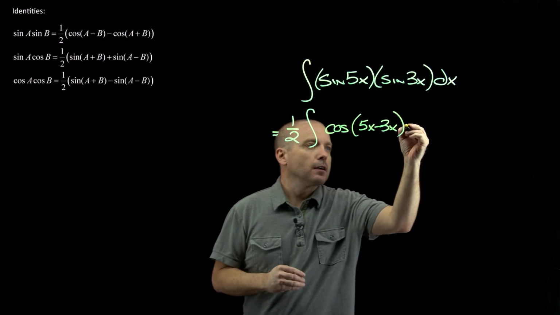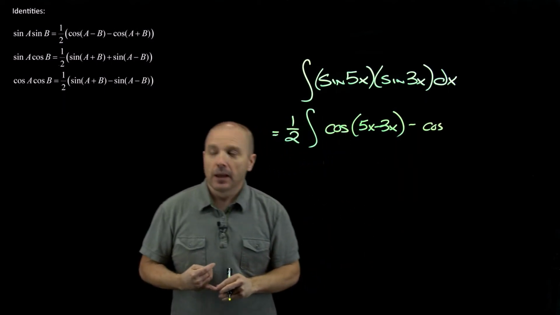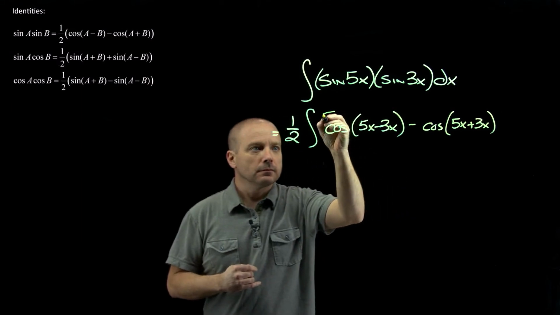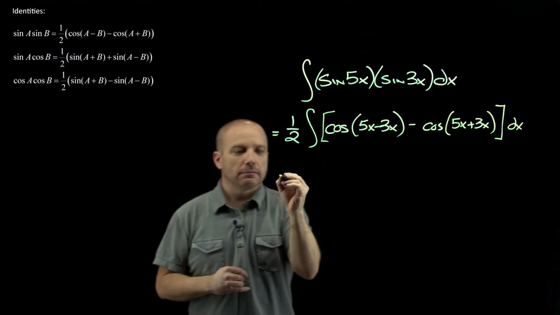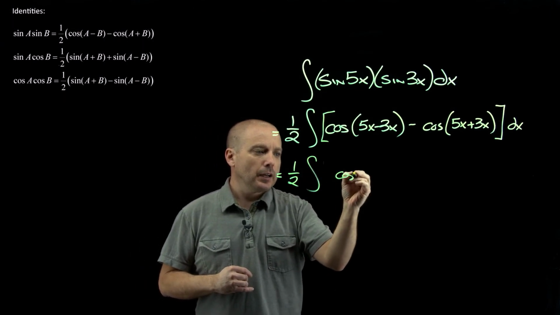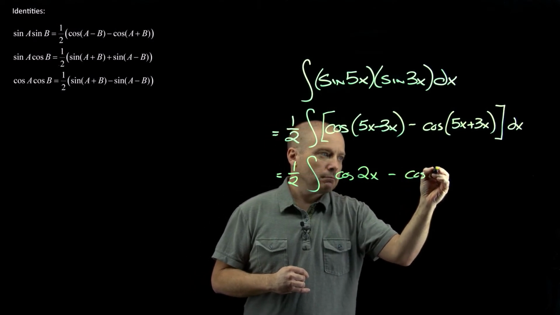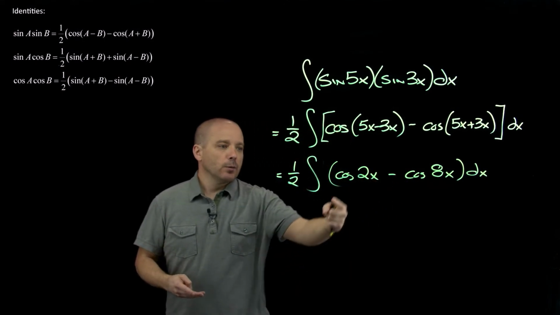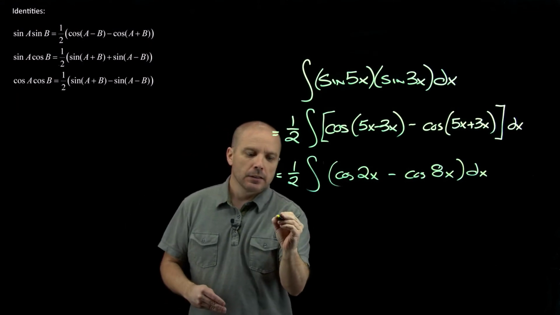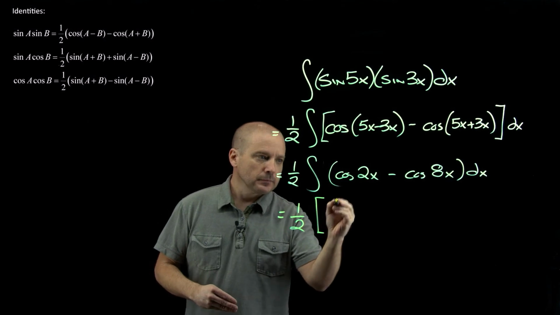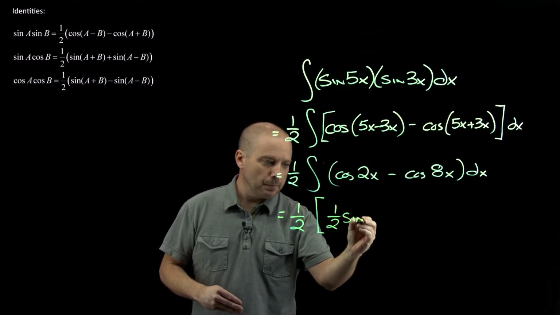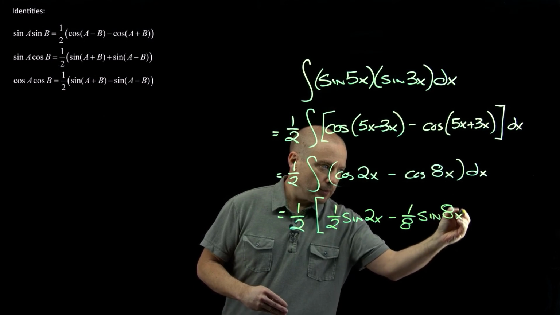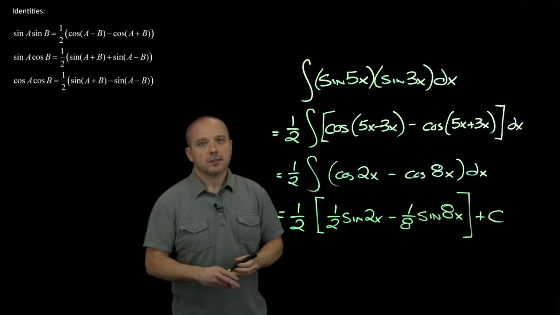And then minus cosine A plus B, but that just gives us cosine 2x minus cosine 8x. And both of those, I mean, they're linear u subs, but remember, with a linear u sub, you just divide by that coefficient on x. So we have our 1/2 out front. And then here, dividing by 2, 1/2 sine 2x, dividing by 8, 1/8 sine 8x. And then, of course, as always, our constant of integration.